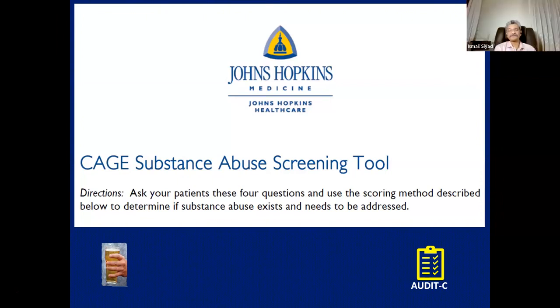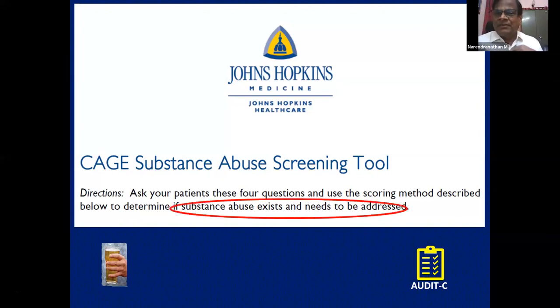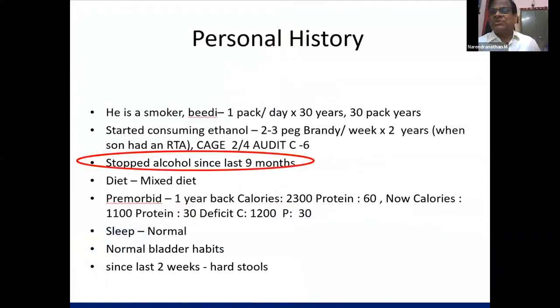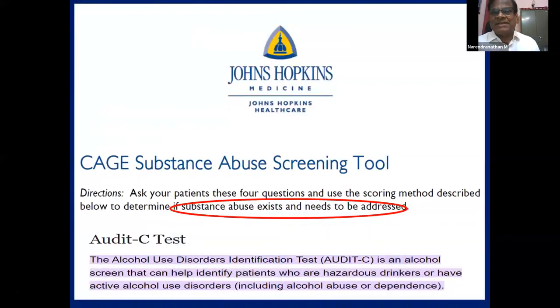Now, one of the things that you said was about the CAGE questionnaire. The Johns Hopkins healthcare pamphlet shows that it gives you information about whether substance abuse exists and needs to be addressed, whether it exists now. But you have said that this person stopped alcohol 9 months back. When a person stops alcohol 9 months back and now you say apply the CAGE questionnaire, it's not what CAGE is meant for. Another thing is the AUDIT test, where you mentioned the score.